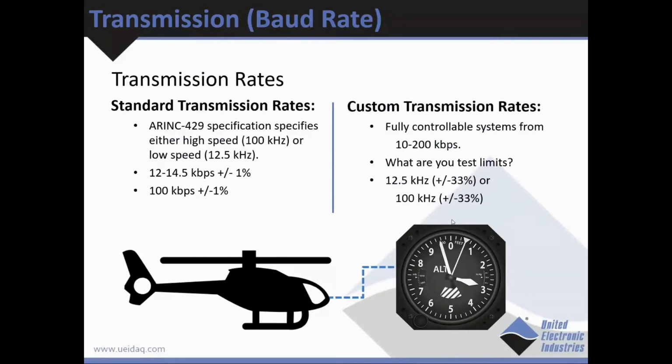The 429 specification asks that the equipment transmit at one of two rates, 10 to 14.5 kilohertz and 100 kilohertz. However, equipment may vary from these rates. The specification states plus or minus 1%. The design verification process needs to test these limits and more. You need a tool to get the job done in the real world. What are your test limits? You need the ability for custom transmission rates, perhaps from 10K to 200 kilobits per second. All this is needed for the design verification process of your avionics.